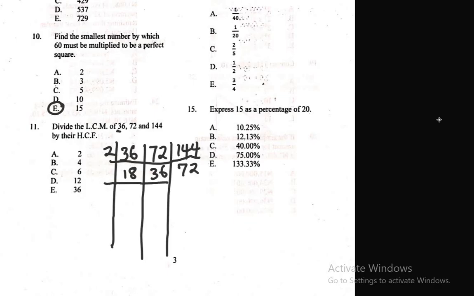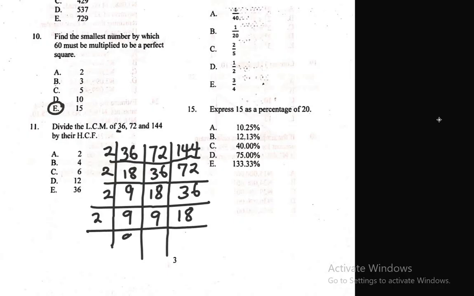You continue with 2. 2 is not done with its work. 18 divided by 2 is 9. 36 divided by 2 is 18. 72 divided by 2 is 36. 2 is not done with its work. 9 cannot be divided by 2, so it stays. 2 into 18 is 9, 2 into 36 is 18. 2 is not done with its work. 18 divided by 2 is 9. Now 2 is done with its work.